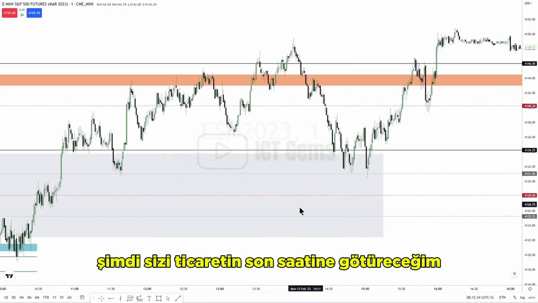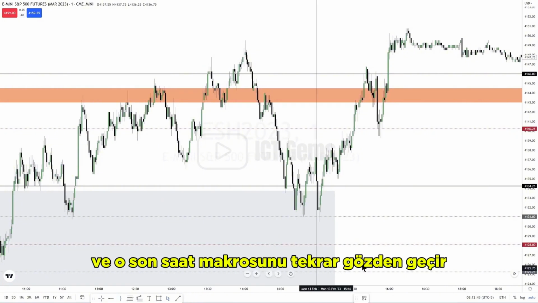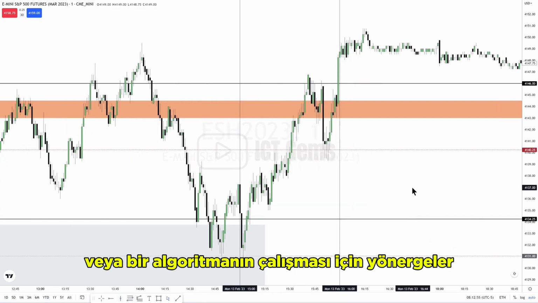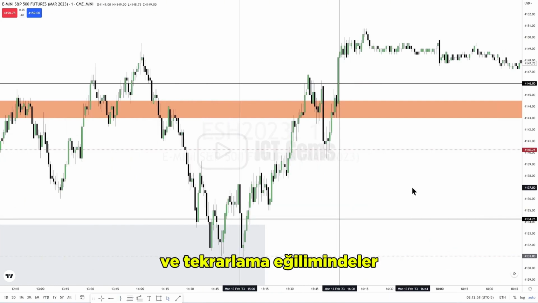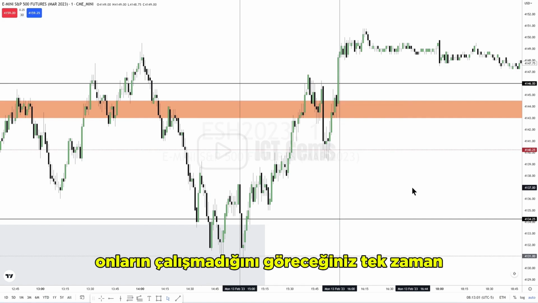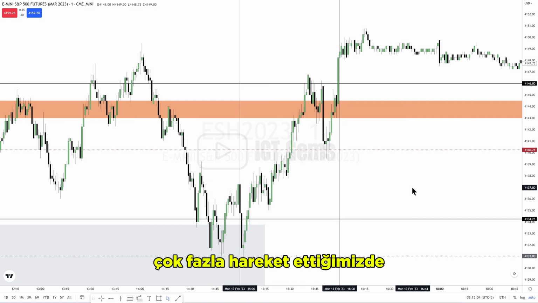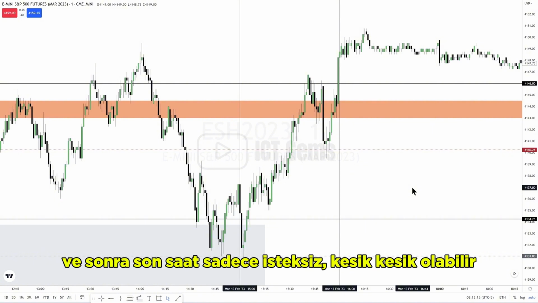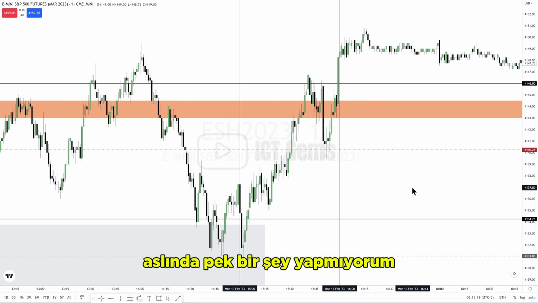So I'm going to take you into the last hour of trading and revisit that final hour macro. And a macro is a short little list of instructions or directives for an algorithm to run, and they tend to repeat. The only time that you're going to see them not work is when we have already moved a lot in either the middle part of the day or right after lunch. It does whatever it was supposed to do in terms of running for liquidity, and then the last hour can be just listless, choppy, not really doing too much at all.